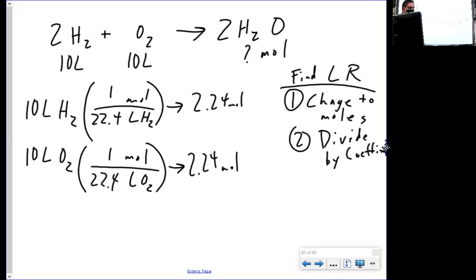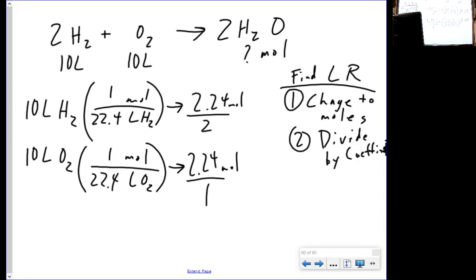I know it looks like a bunch of trash, but you know what coefficient is. Where's my coefficient? Your twos. Big numbers right here, 2, 1, 2. So for hydrogen, I'm going to divide 2.24 by 2. And for oxygen, I'm going to divide 2.24 by 1. All right? You don't even have to do this math, and let me show you why.